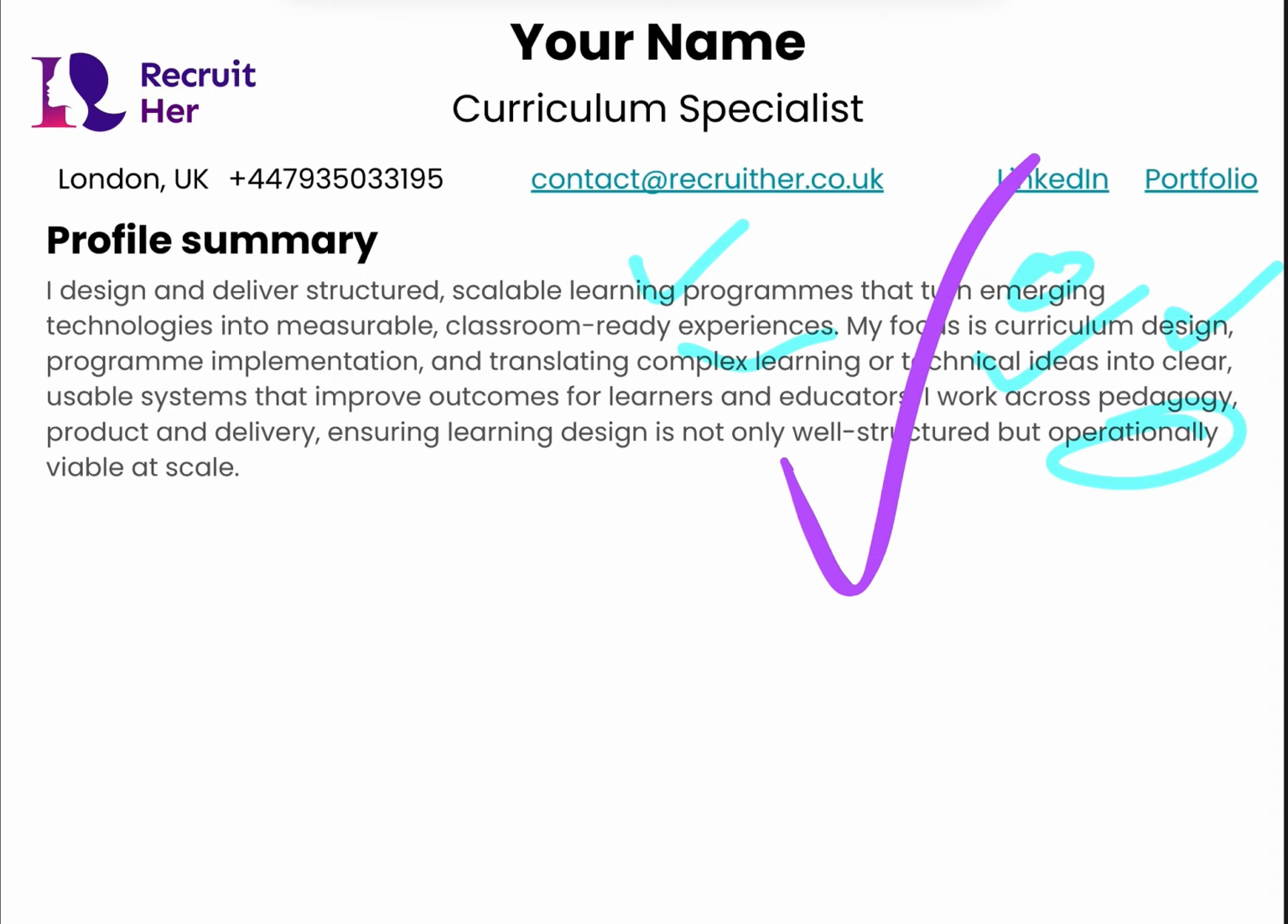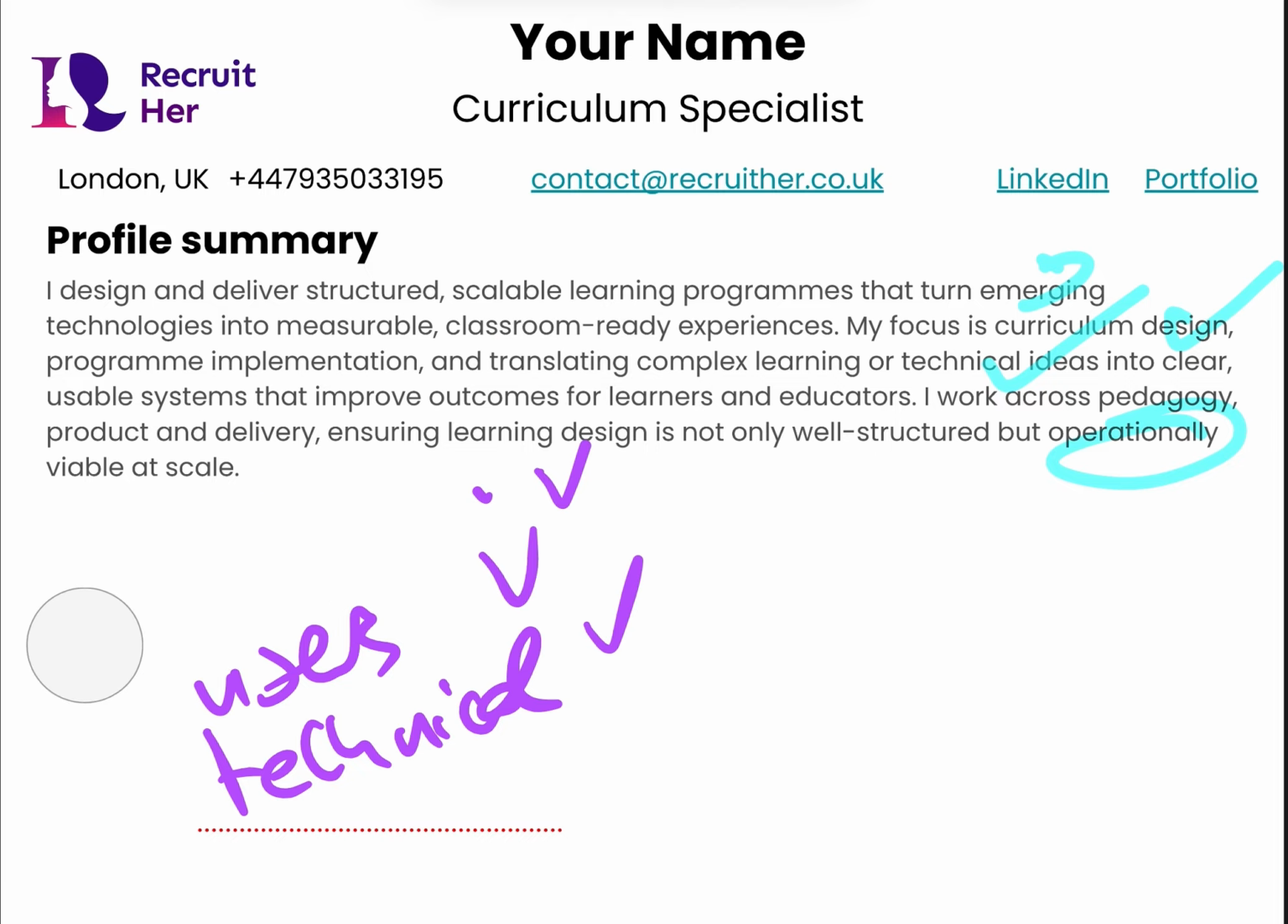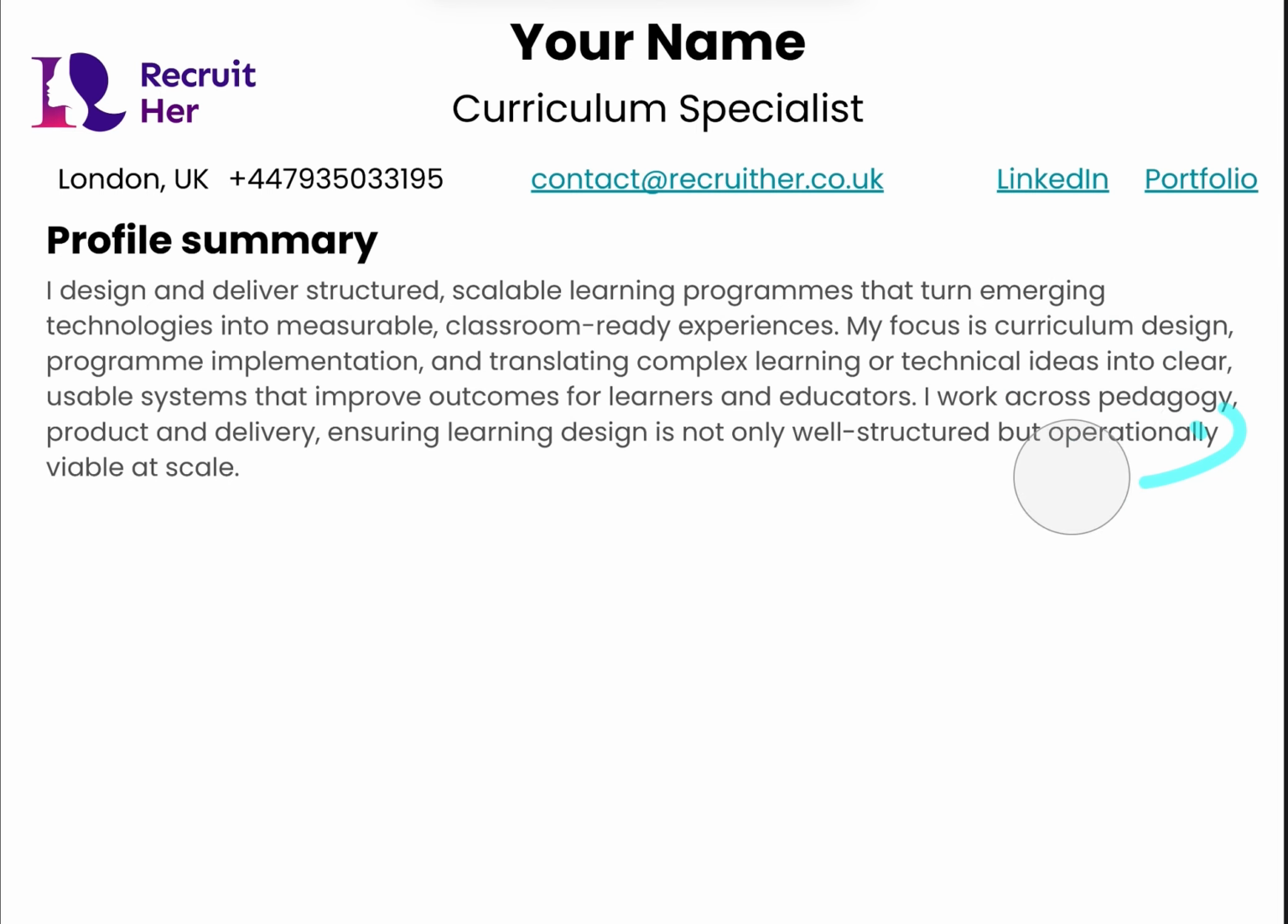Great. It doesn't necessarily highlight the job per se, but I think this person definitely includes the sector, classroom ready, the users, and the technical aspect as well is mentioned. So yes, tick, tick, tick. Oh, not, sorry. Tick, tick, tick. Amazing. Well done. Let's get rid of this and continue to the next one.